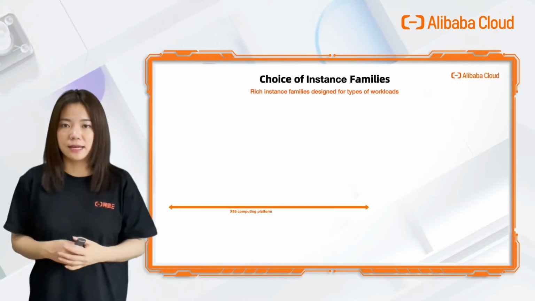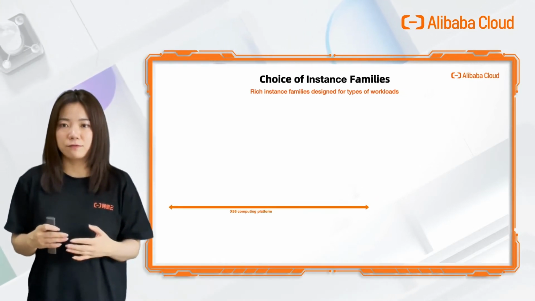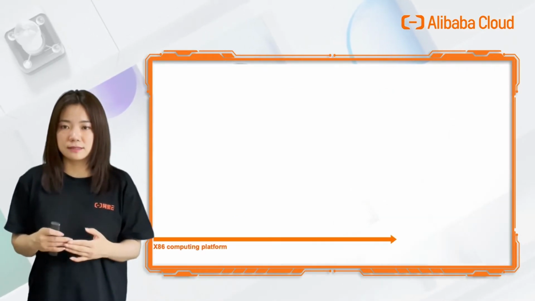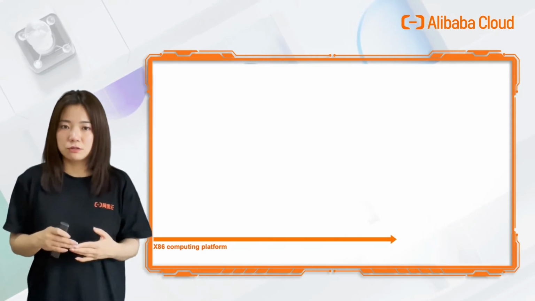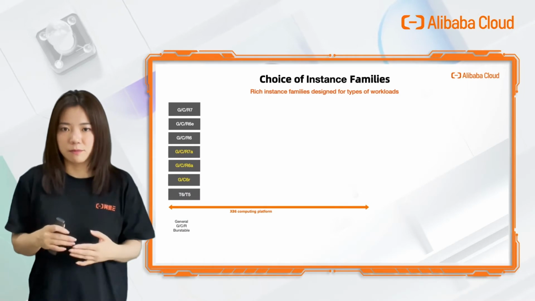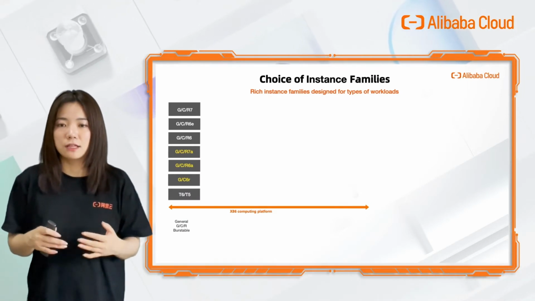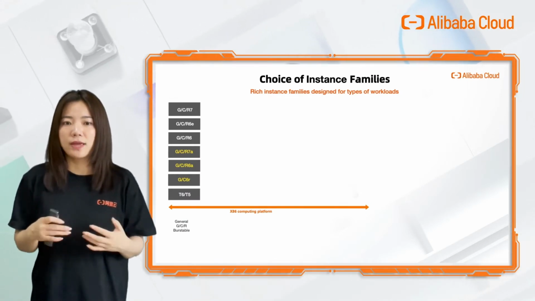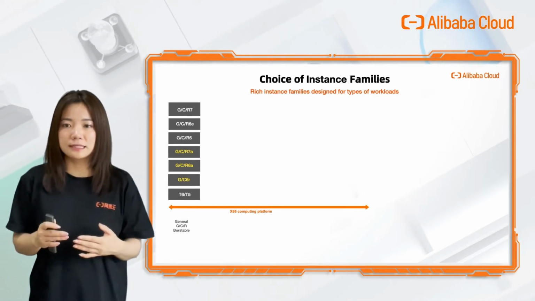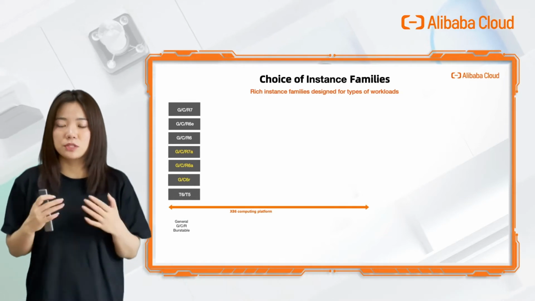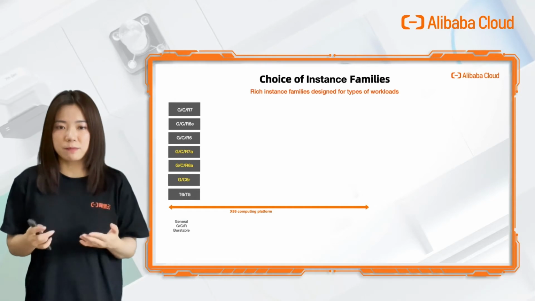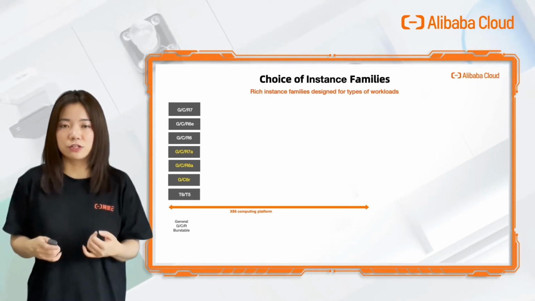On the left side are the x86 computing platform-based instance families. The G, C, R series are the general instances with various vCPU to memory ratios. Those are the default choices for our customers migrating to the cloud. In 2021, we launched the 7th generation instance family, equipped with Intel Ice Lake CPU, which improves the computing power of each vCPU by more than 30% compared to the previous 6th generation.